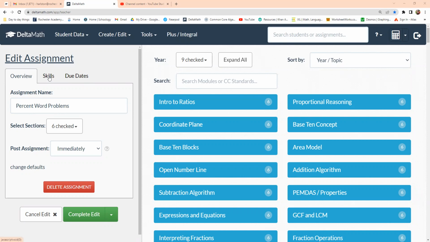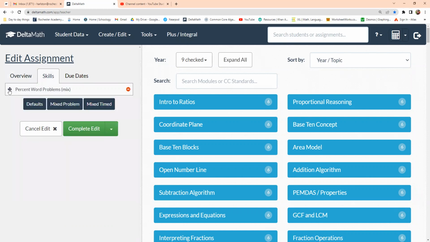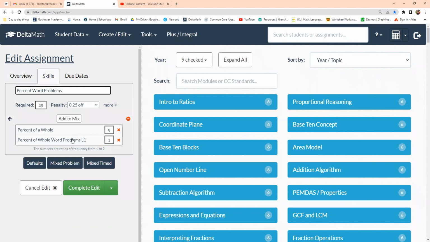So let me click on the skills. There are two skills that I'm asking you to work on. One is to find the percent of a whole number, and the second is a percent of a whole number word problem. These are the two skills that you should be able to do. I'm going to go through about 3, 4, or 5 questions so that you can see how this is supposed to be done. So let's jump into it.